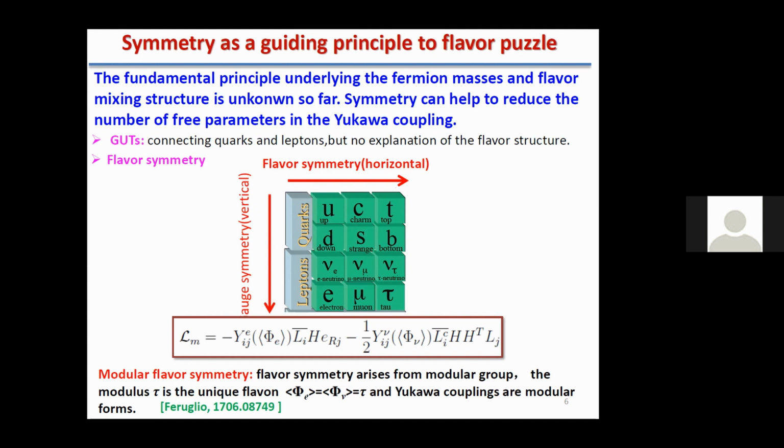And the recent development is the modular flavor symmetry proposed by Feruglio, and it simplifies the procedure greatly. That means they assume the flavons in the charged lepton sector and the neutrino sector are the same, a complex modulus. It parameterizes the shape of the extra dimensions in string theory. Then the coupling is only a function of the unique parameter tau. It is modular forms, which are some special forms.